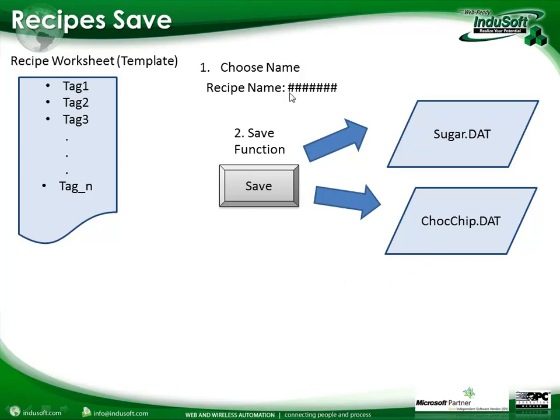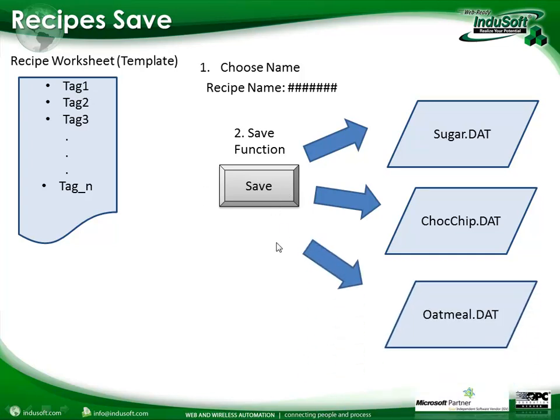Then let's say we change the name again. Maybe now we're going to make oatmeal cookies. It then references that worksheet and saves a file called oatmeal.dat. Now all of these are under the save function.